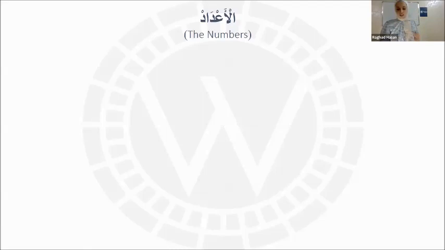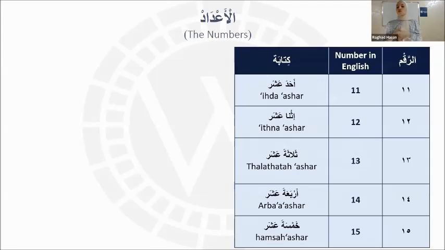With this chart. So, as we know that wahid means one. For 11, I will put ahad without the waw. I just will put a, ahda, and then I will put ashar. Okay, هذا ما يكتب.